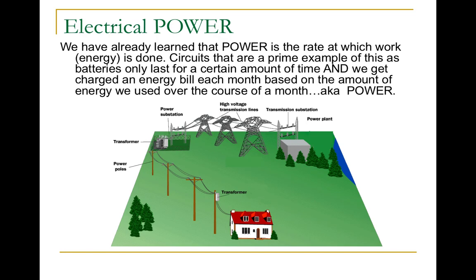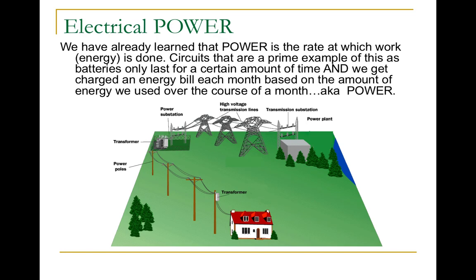Electrical power. Right? So we talked about power and energy and work in the very end of our kinematics unit when we were talking about motion. We can also talk about electrical power and energy and work in relation to circuits. Right? So we already learned that power is the rate at which work or energy is done. So this is work over time.